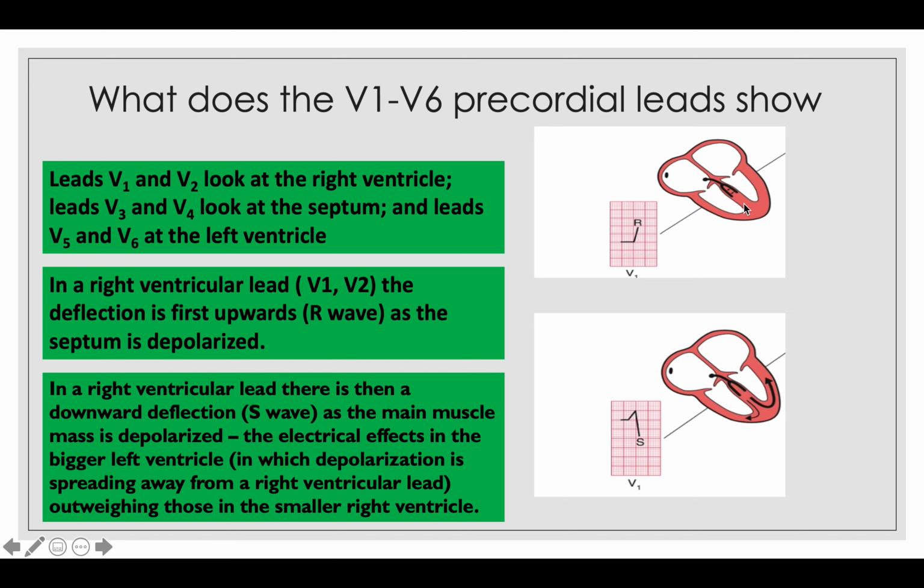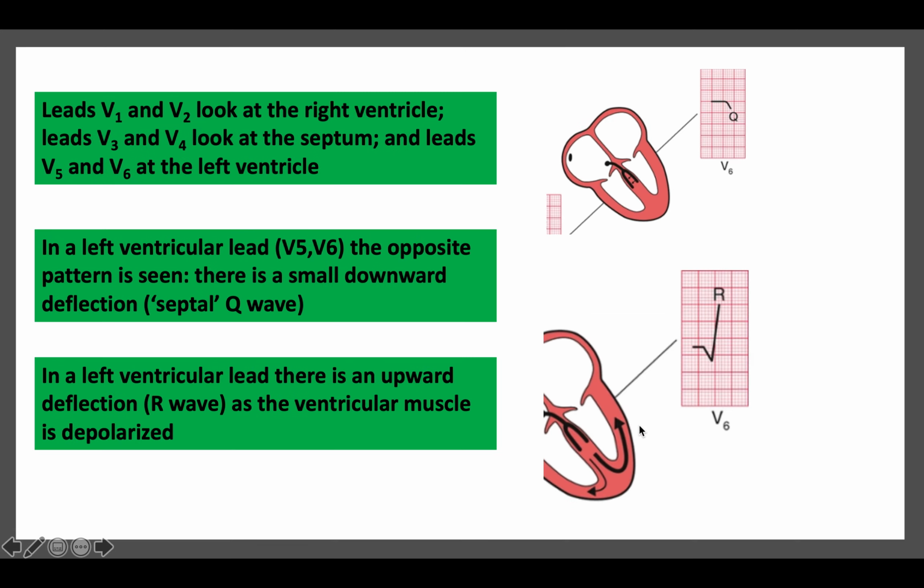And then the conduction of the heart goes into the left ventricle, mainly because of the increased muscle mass in the left ventricle. In this box here at the bottom, you can pause the video and read it. Eventually it causes a negative deflection, so in leads V1 and V2, which mainly look at the right ventricle, initially there's an upward R wave and then a negative S wave.